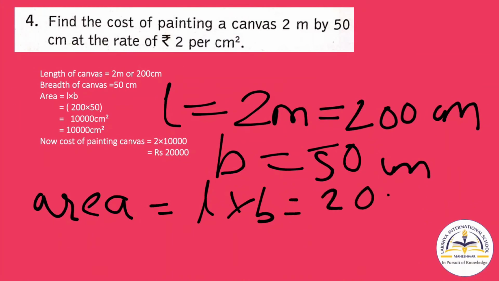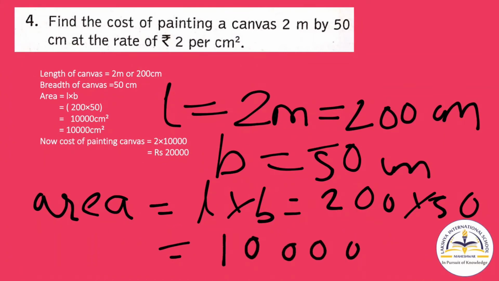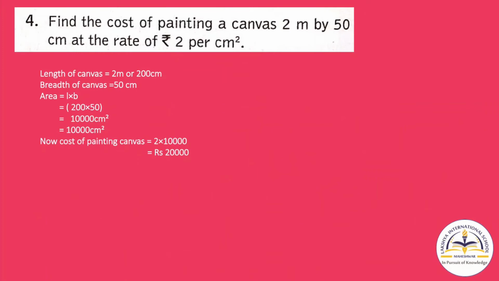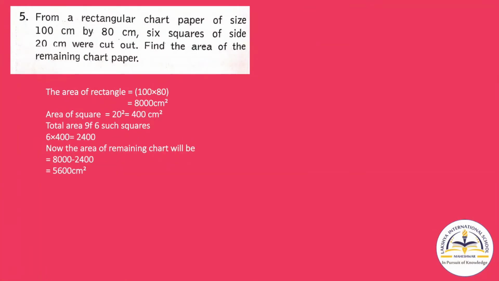Now 200 multiply 50, that will be 10,000. That will be 10,000 centimeter square. Now the cost of painting canvas will be equals to 2 rupees per centimeter square, means 2 into 10,000, that will be rupees 20,000.